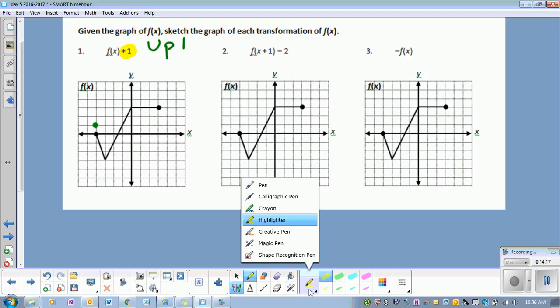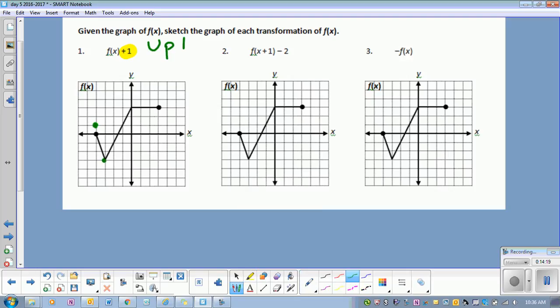Not the highlighter. Sorry. Okay. This one, I have to go how? Up 1. Okay. And then this guy, I have to go up 1. And then the last one also has to go up 1. Okay? And then connect the dots. You must connect these dots to show me the graph. There we go. So good, right?